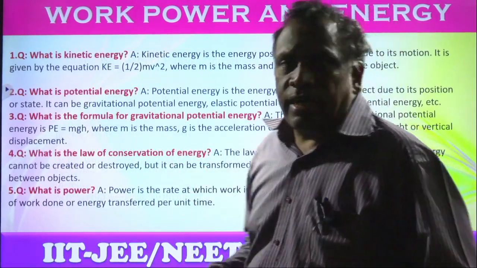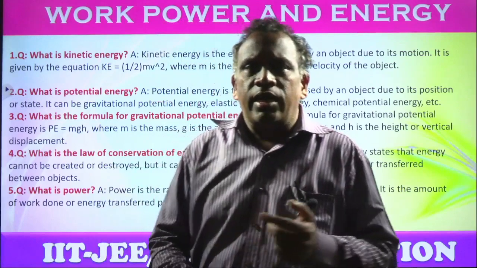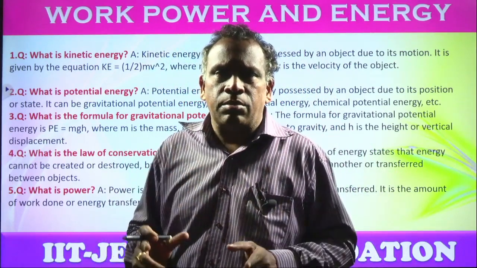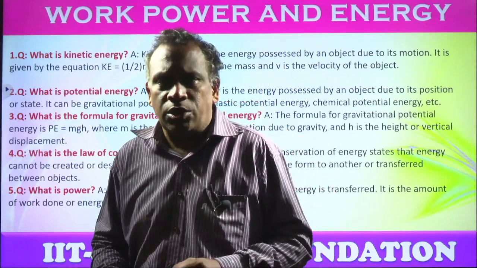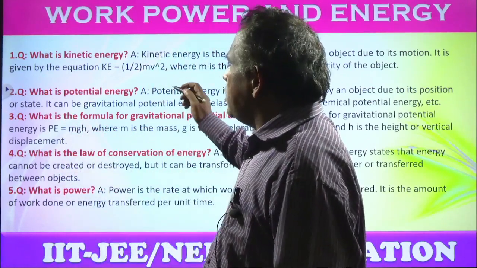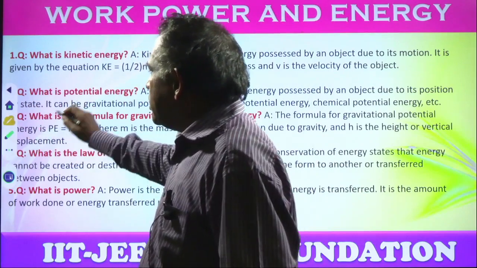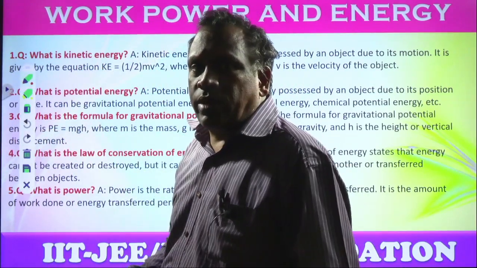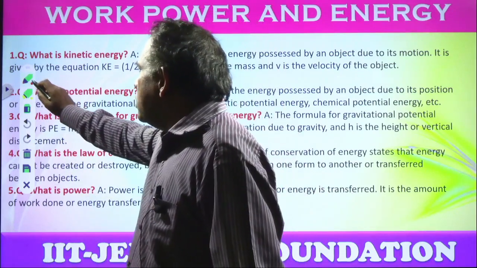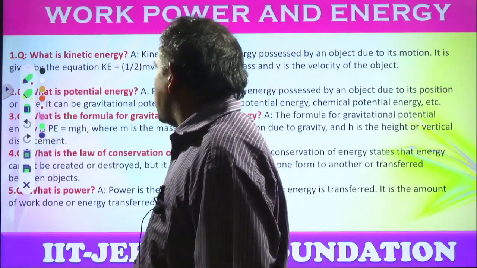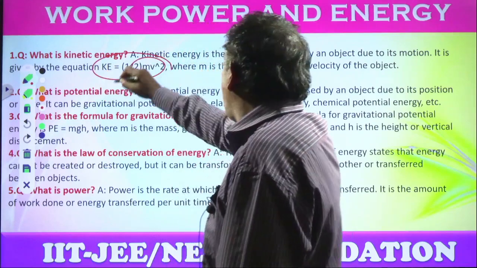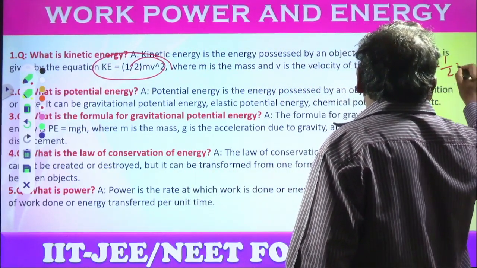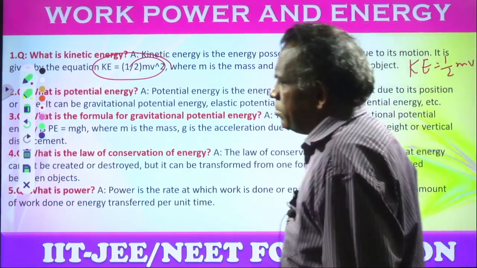What is kinetic energy? Kinetic energy is the energy possessed by a body by virtue of its motion. The formula for kinetic energy is half mv square, where m is mass and v is velocity. Kinetic energy is equal to half mv square.